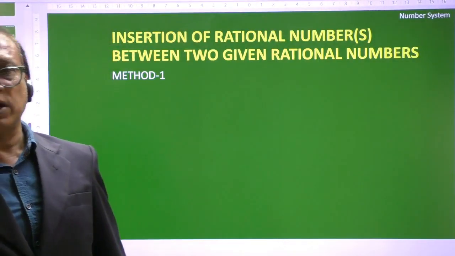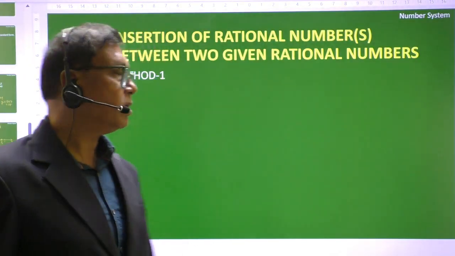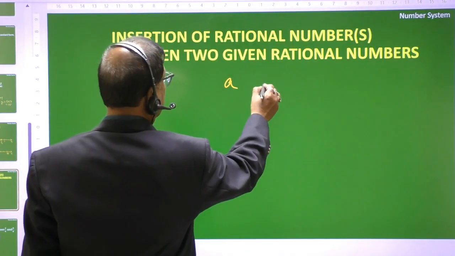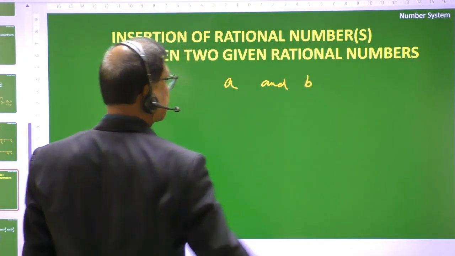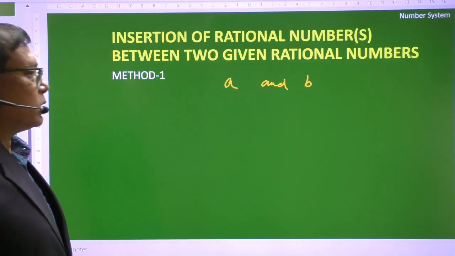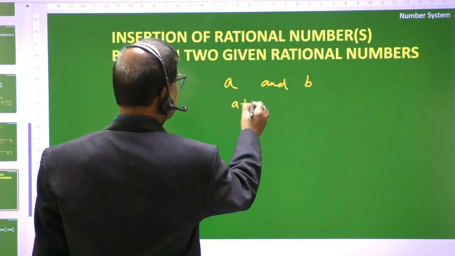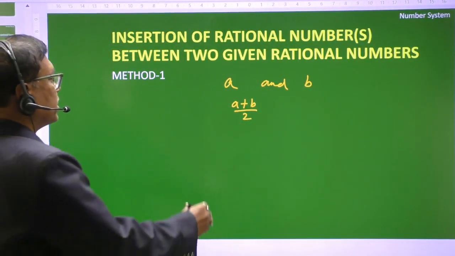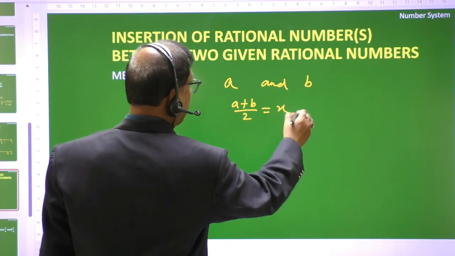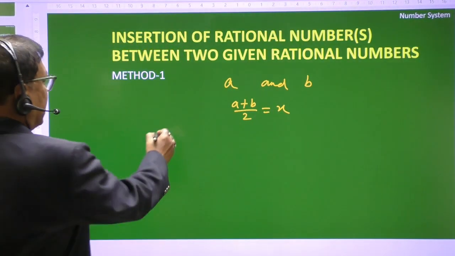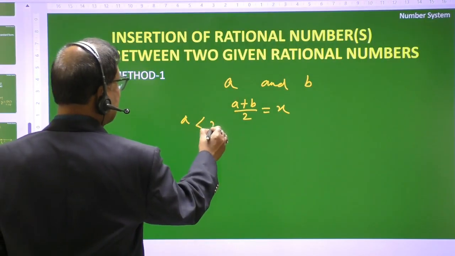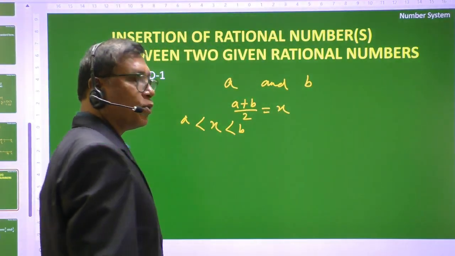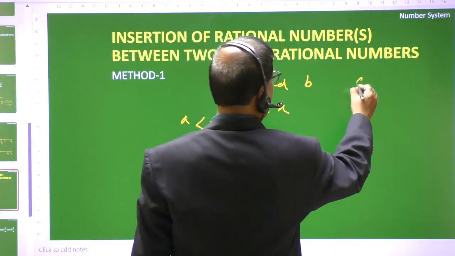There are three methods. I will show three methods one by one. So first, method 1. Suppose A and B are two rational numbers. First, we will find the average of two numbers, that is A plus B by 2. And if you mark this value by X, then we will see A is less than X and X is less than B. But here, remember, when we are taking two rational numbers A and B, here A is less than B.